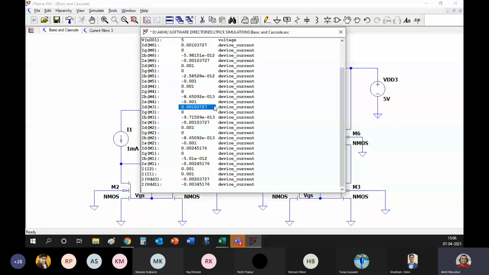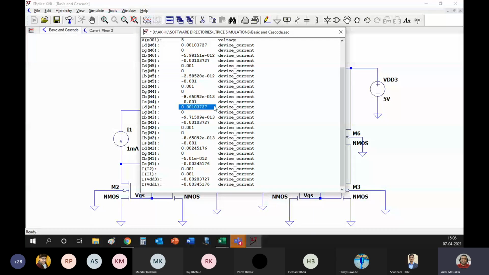So through this experiment, we can conclude that even if lambda increases, cascode current mirrors are copying the currents properly. However, the mirroring gets affected in case of basic current mirror circuits. So this is the moral of the story.